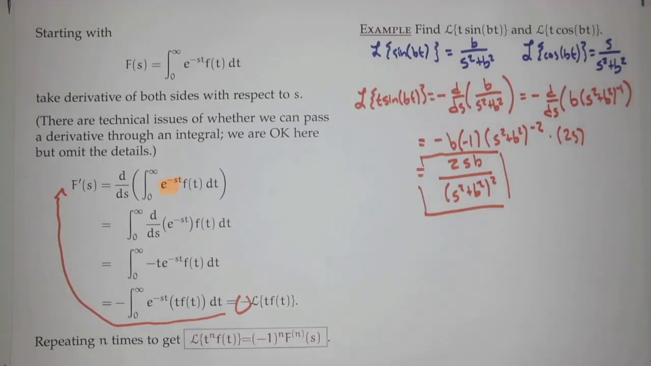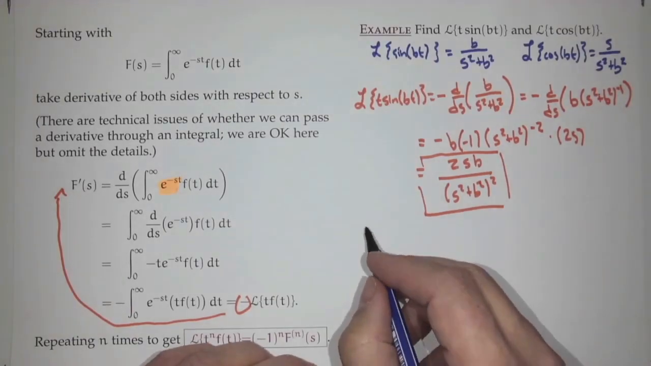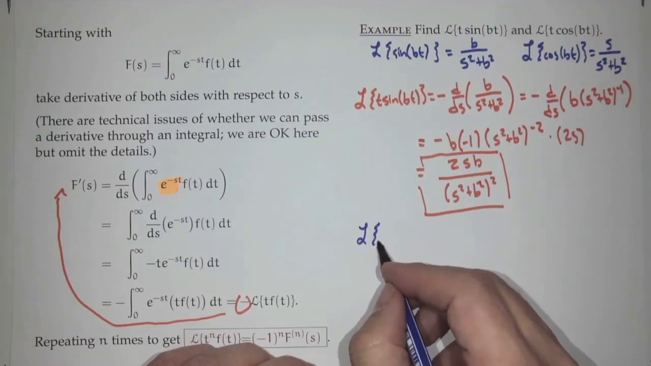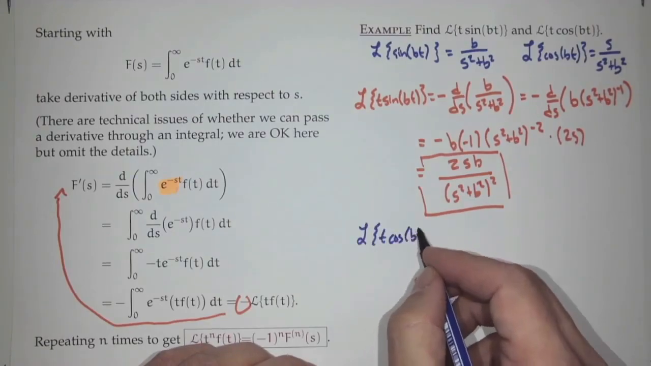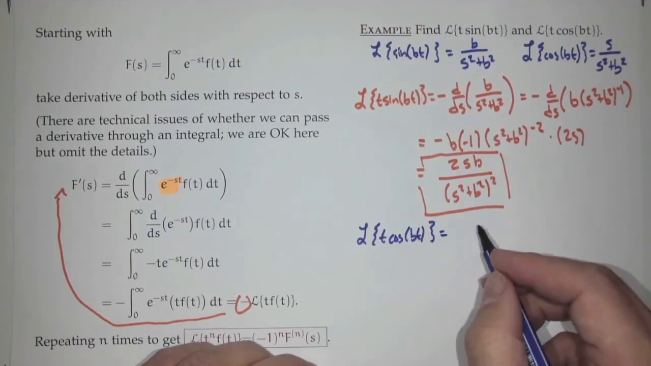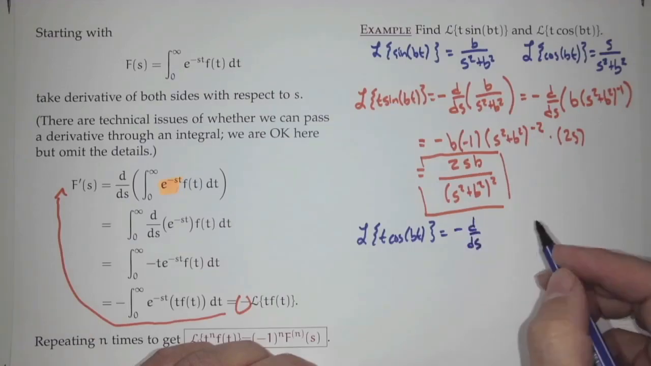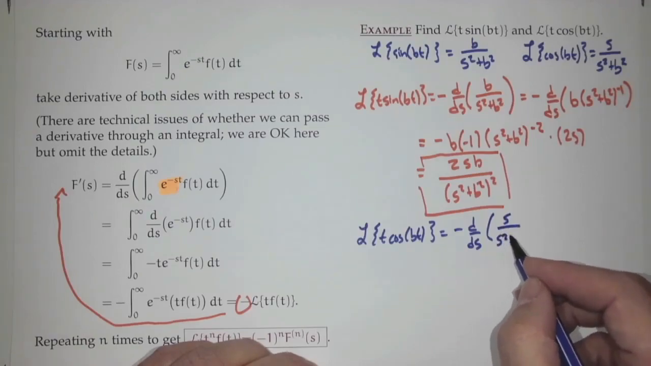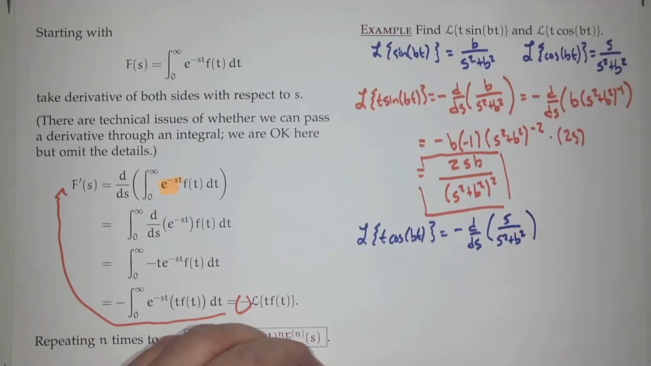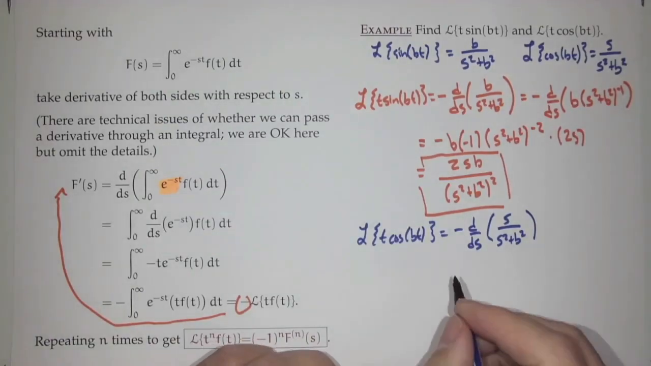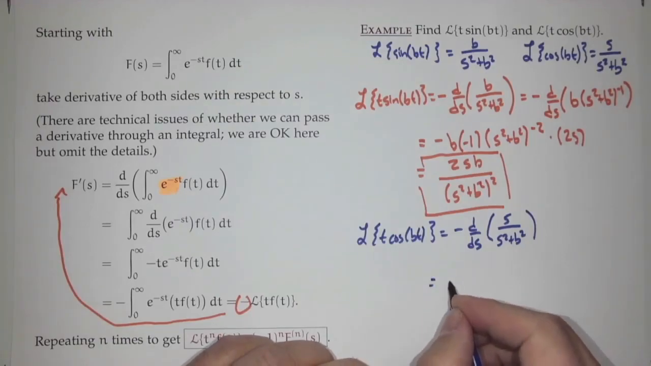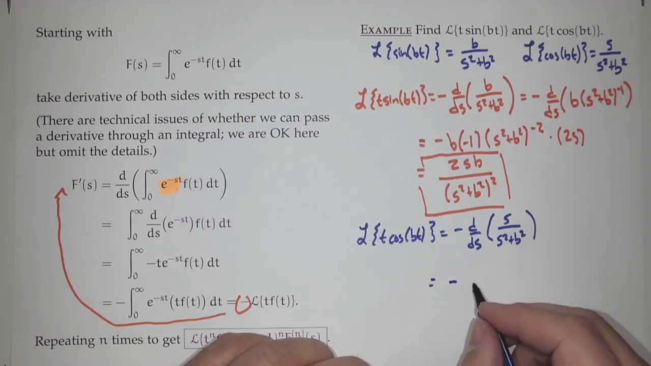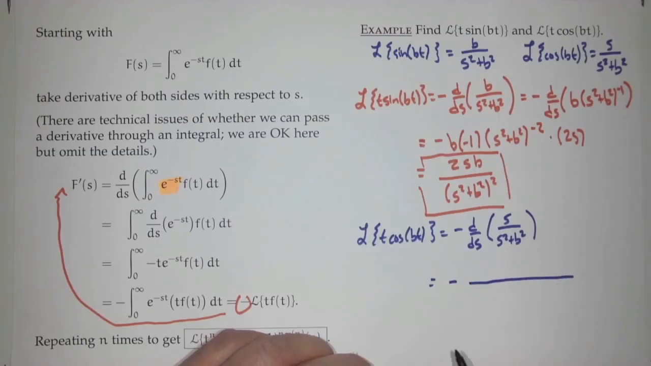Well, similar idea for cosine, right? So Laplace transform t cosine bt minus the derivative of, in our case, it's s over s squared plus b squared. And I think this is a case where the quotient rule does make more sense. Okay, so now, do we remember the quotient rule? Yes, okay, that's a positive sign. How does it go?